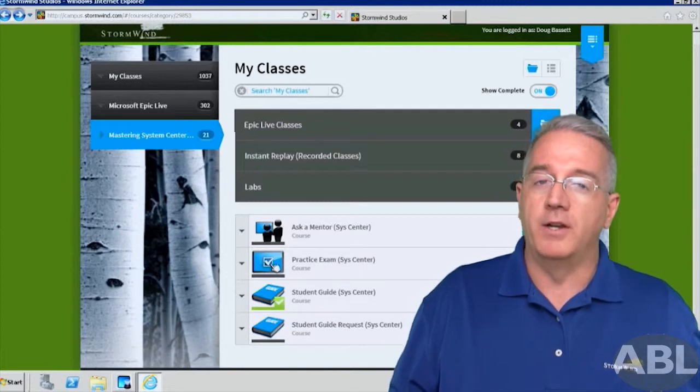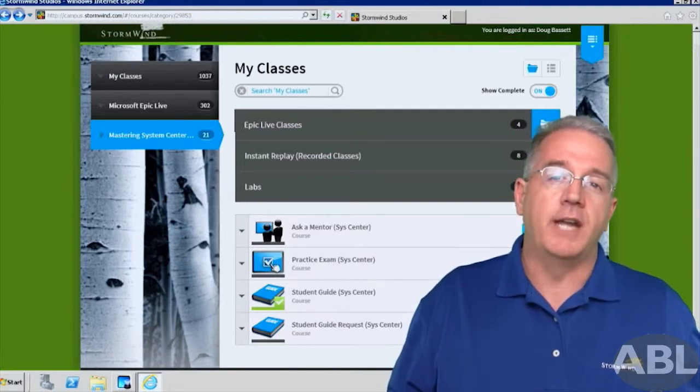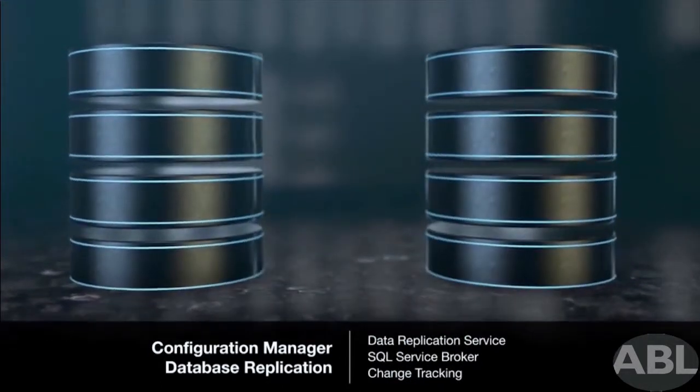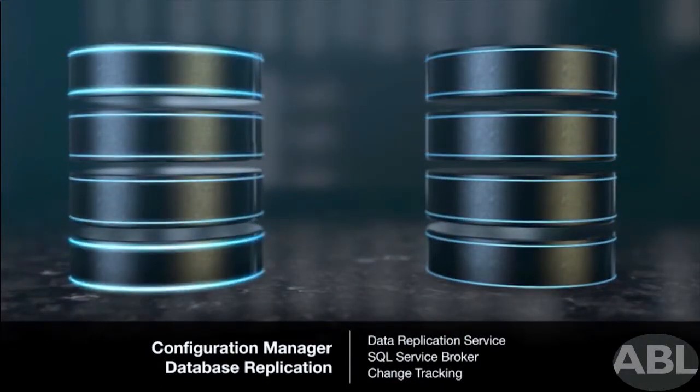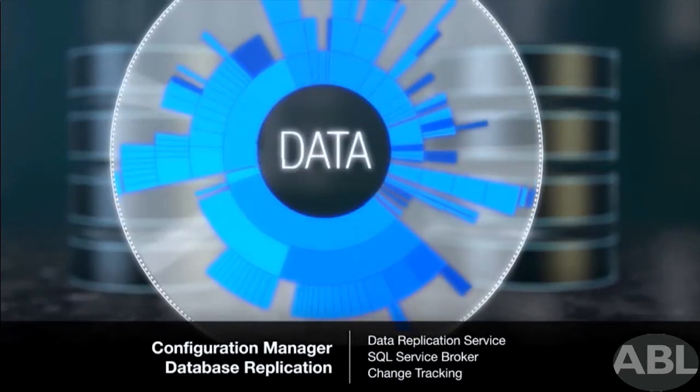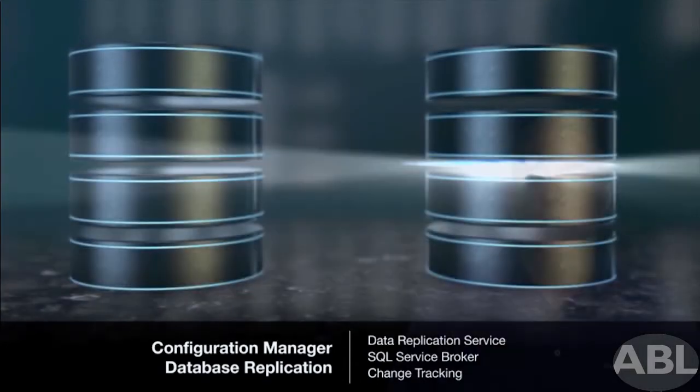When you're dealing with primaries and secondaries, you have to understand that we're using mature SQL Server data replication technologies to get this stuff to flow up and flow down. We use a data replication service, the SQL Service Broker, we use change tracking, and this allows us to gather that inventory data up to the central admin site and push down the configuration data out to the clients.